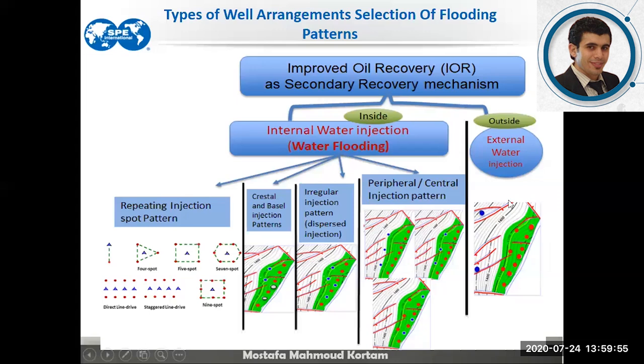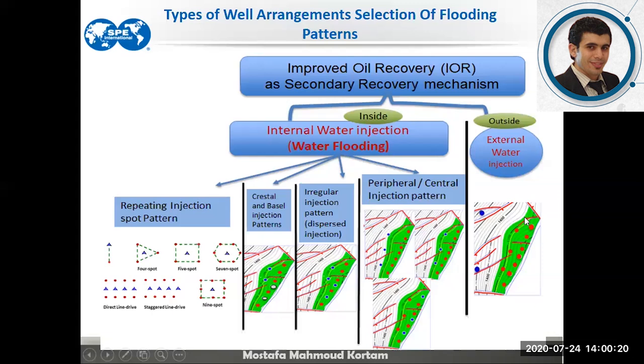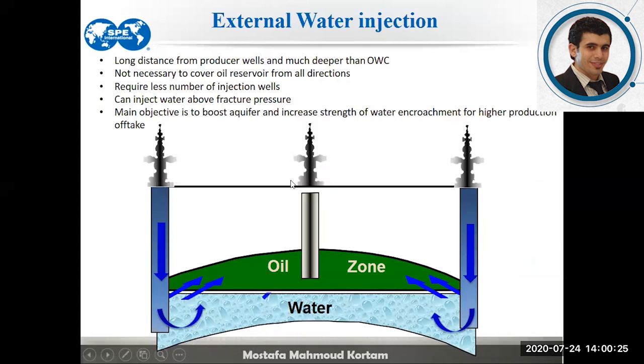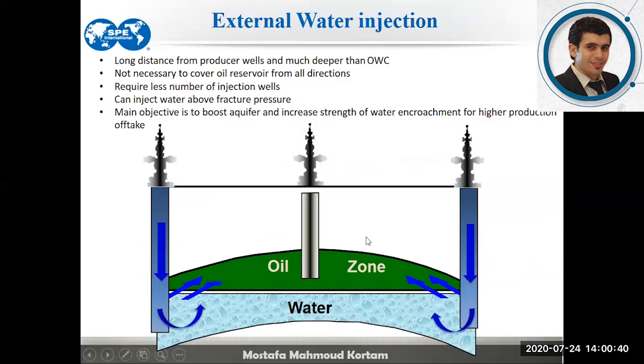So the external injection is simple. You are injecting in the aquifer, very far from the oil-water contact, much deeper than the oil-water contact, and far from the producer well as well. So you have a long distance from the producer well to the injector, like what is illustrated in this structure map. It is not necessary to cover the oil reservoir from all directions. Just one or two wells over the full reservoir is enough. It requires a smaller number of injection wells indeed.